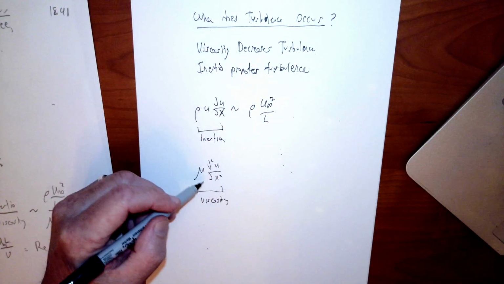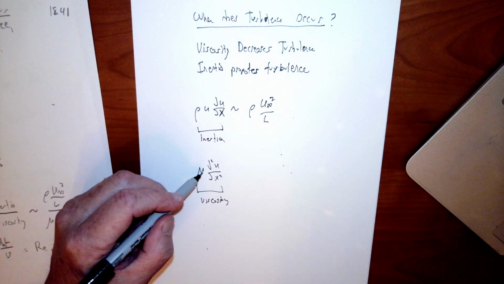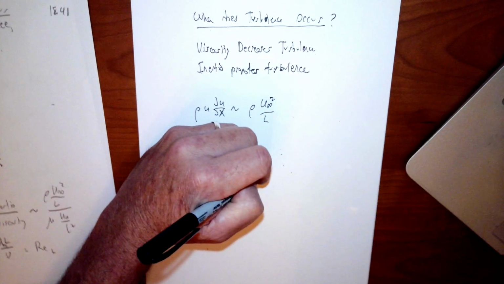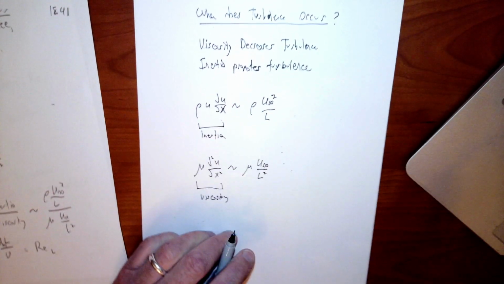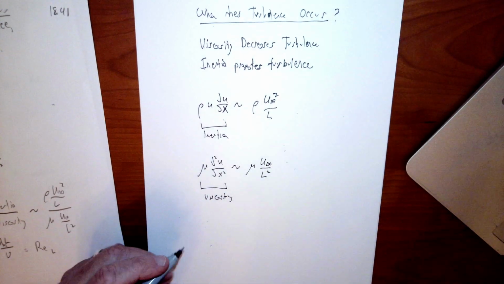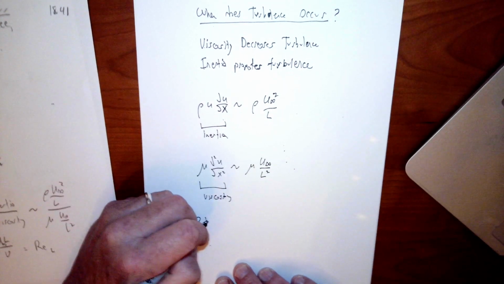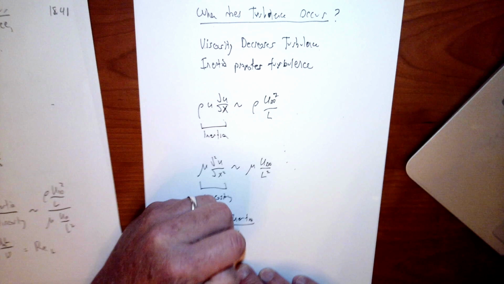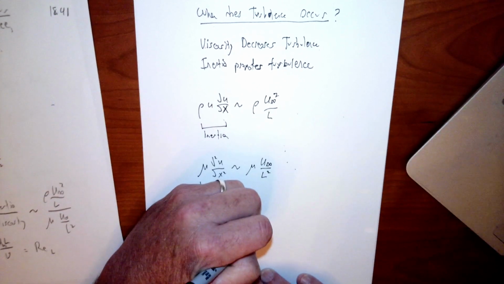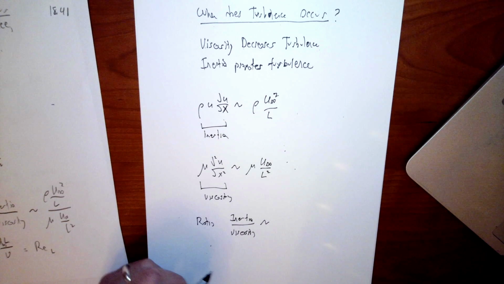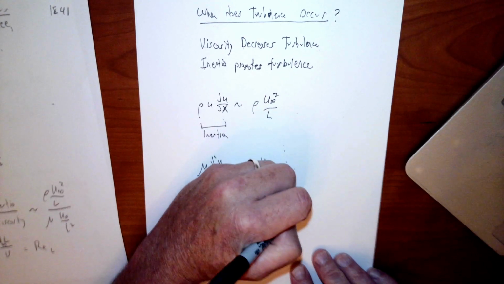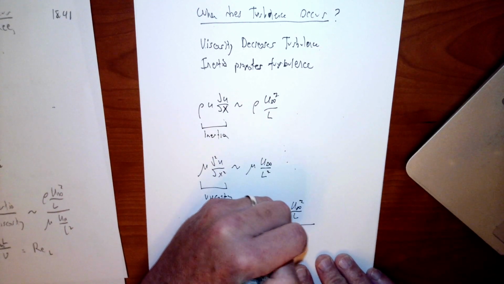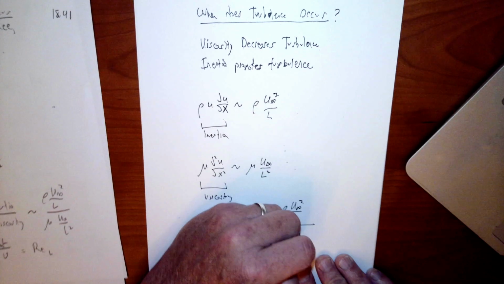And then viscosity comes out of these second derivative terms where we have mu, the viscosity, times the second derivative. And we saw that the scale for that can be written as mu u infinity over L squared. So if we say that turbulence is a function of the ratio of these two forces, inertia over viscosity, and if the inertial scale gets high relative to the viscous scale, that's when we're going to have turbulence. So we're going to look at the inertial scale, rho u infinity squared over L, and divide that by the viscous force scale, mu u infinity over L squared.